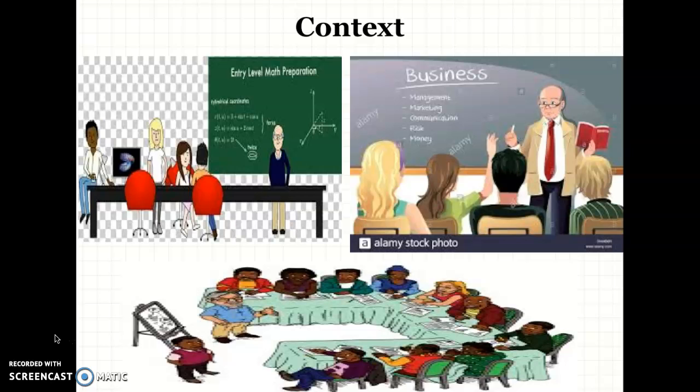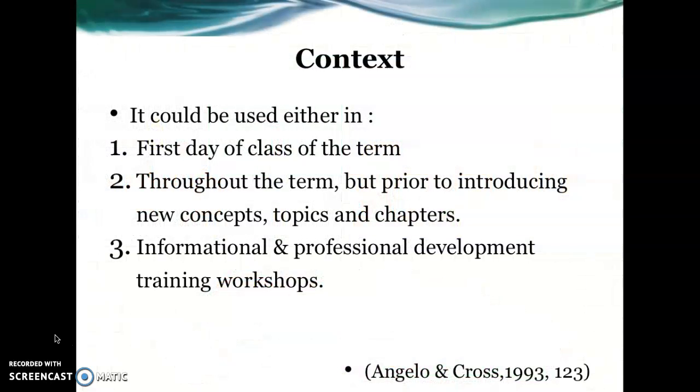When it comes to the context of implementation, this technique could be used in different learning environments in universities and colleges, and also during workshops. Since background knowledge probe serves as a pre-assessment informal instrument, it could be used either on the first day of class of the term in universities and colleges, throughout the term but prior to introducing new concepts, topics, and chapters, and also in informational professional development training workshops.